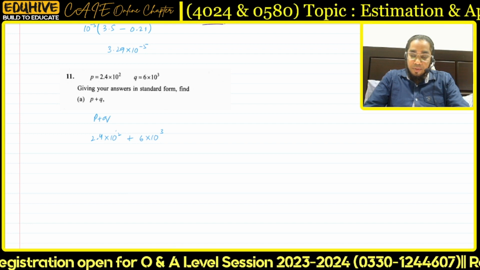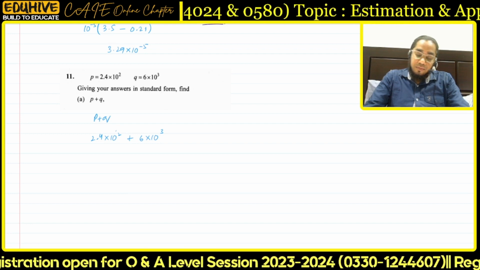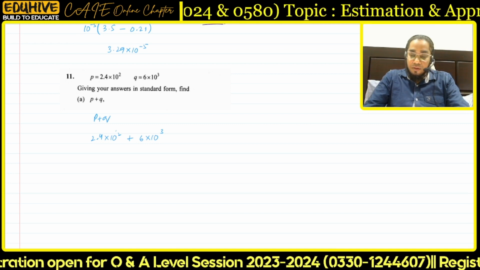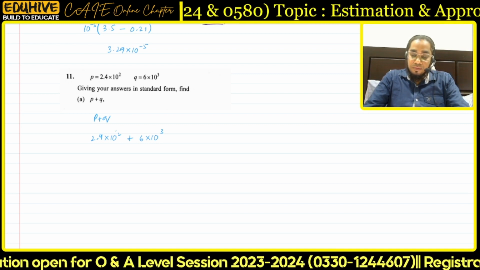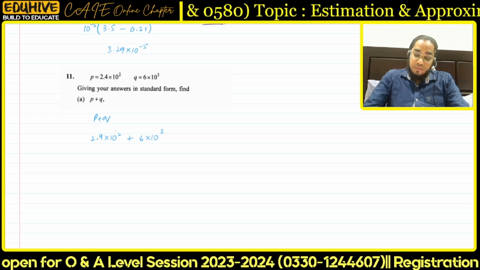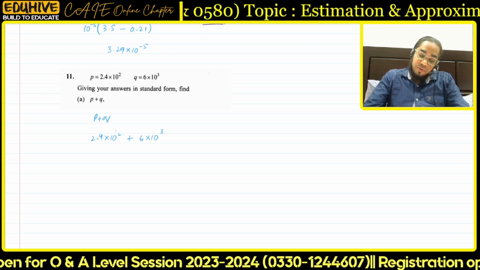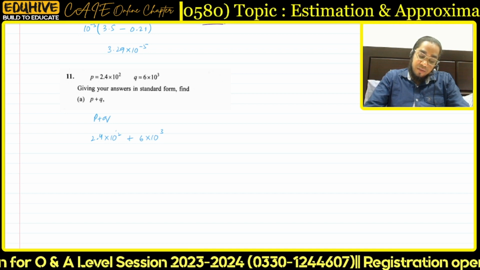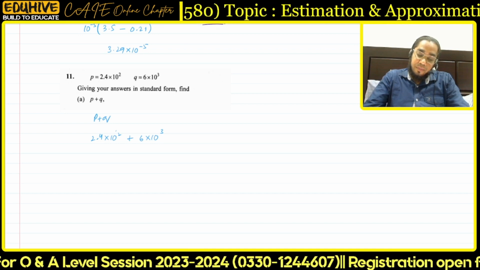I don't have a paper and pencil at this moment. Okay, beta, I understand that. 6240. The answer should be in a standard form. It's written over here.